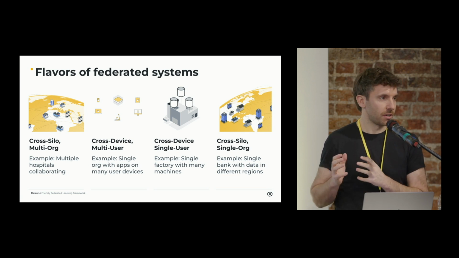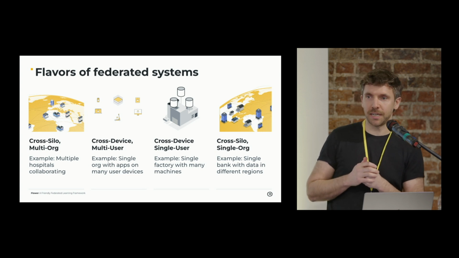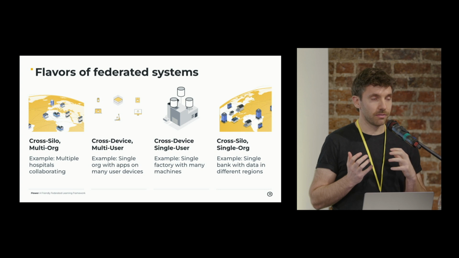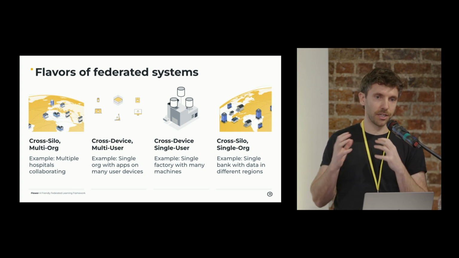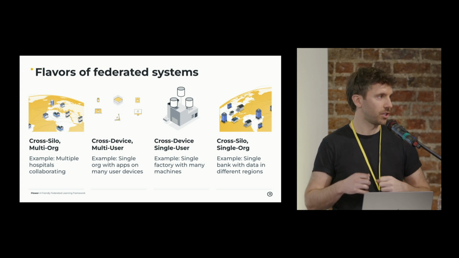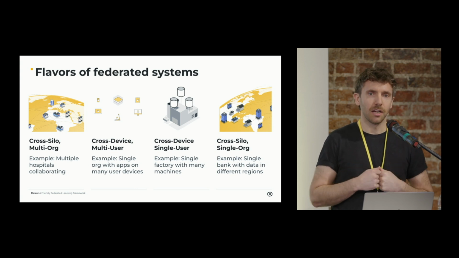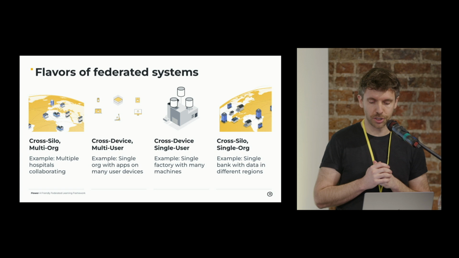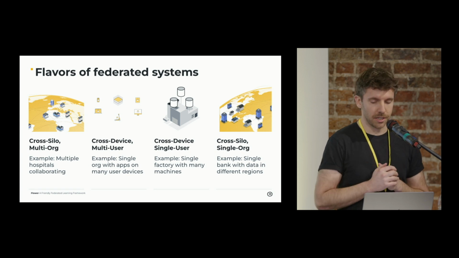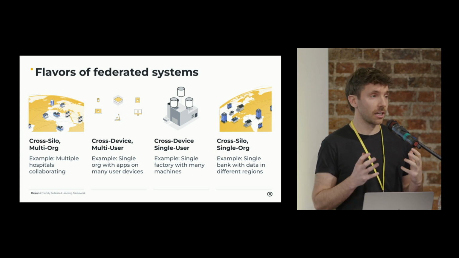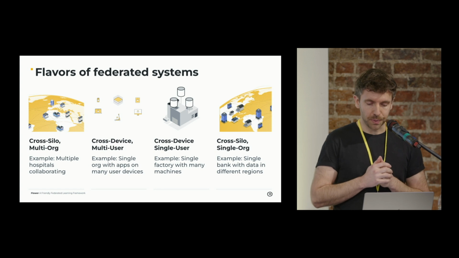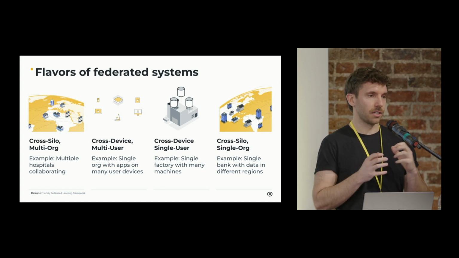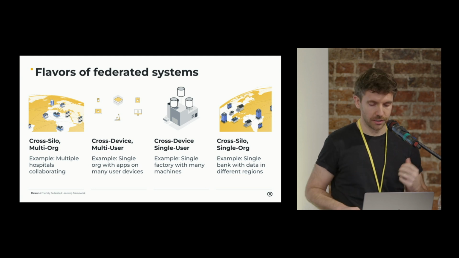Some other flavors that we also often come across, but that don't usually get as much attention, are cross-device single-user. For example, in a single factory, there might be multiple machines producing massive amounts of data, and it's just more practical to federate the training across these machines. And then yet another one is cross-silo, single organization, where a single organization has data, for example, in different regions.